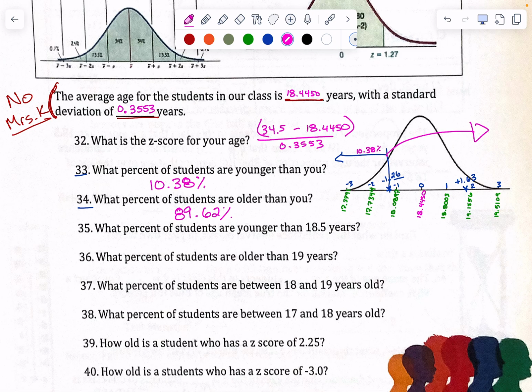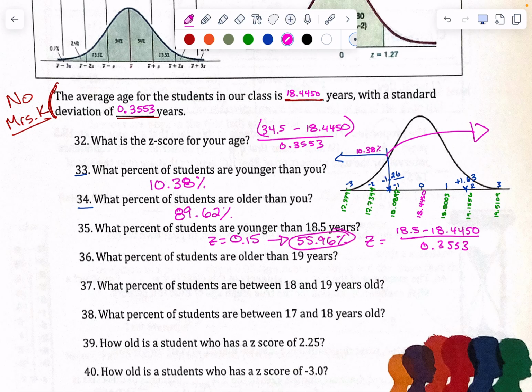Okay, now, everybody's answer should be the same for number 35. What percent of students are younger than 18.5? How do you figure that out? You've got to find the Z-score first. So the Z-score for 18.5 is 18.5 minus the 18.4450, which is awful close. It's going to be real small. 0.15. That's the Z-score. Then how many people are younger than 0.15? If you convert that and look it up on the chart, it is what? Yeah, that's what I got. 55.96%. Perfect.